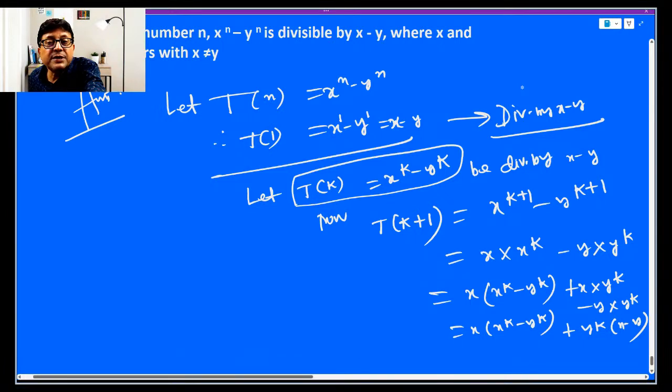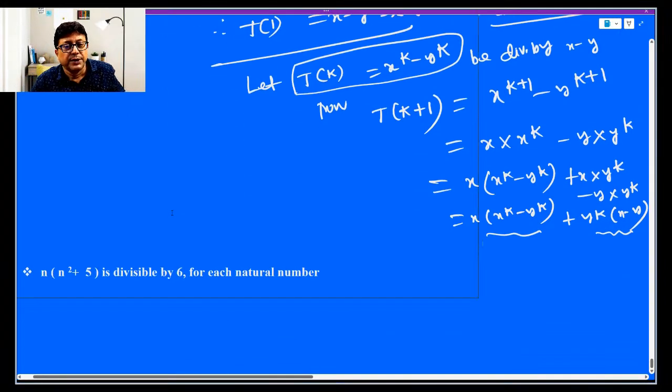So first expression tk, it is divisible by x minus y. Second one you see x minus y as a common you got. So our conclusion will be the whole expression is divisible by x minus y. You agree or not? This thing will be divisible by x minus y by induction, by principle of mathematical induction.